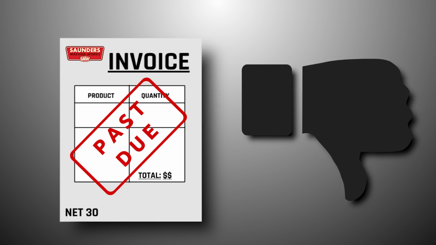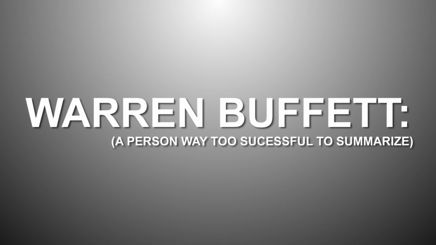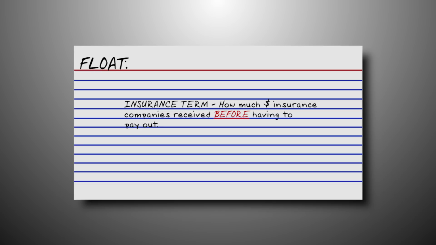But in some cases, there's a more natural form of this. Most people have heard of Warren Buffett. Now, it's very difficult to summarize Warren Buffett or his success in any one sort of thing. But one of the things that Warren Buffett did was he took advantage of what's called float. Float is an insurance term which has to do with how much money the insurance company gets paid before they have to pay it out.